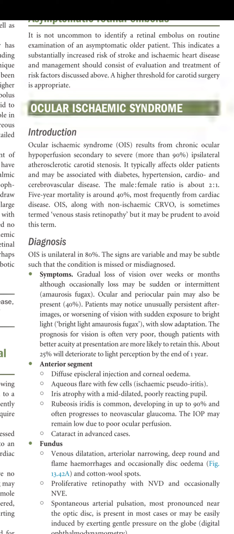OIS, ocular ischemic syndrome, along with non-ischemic CRVO, is sometimes termed venous stasis retinopathy, but it may be prudent to avoid this term.